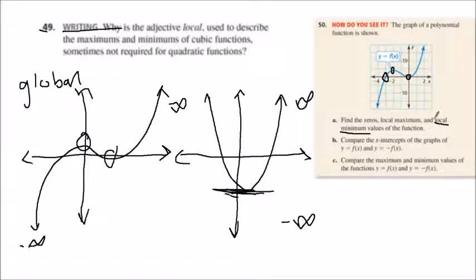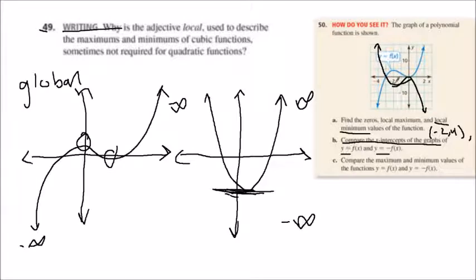Negative 2 is the local maximum of the function. So negative 2, 4, I think, and then 0, comma 0. Compare the x-intercepts of the graph y equals f of x and y equals negative f of x. The x-intercepts are the zeros. So we can do y equals negative f of x, as we learned, which is just a reflection over the x-axis. We can draw that kind of easily right now. Okay, that was kind of bad. There you go. That's the reflection right there.